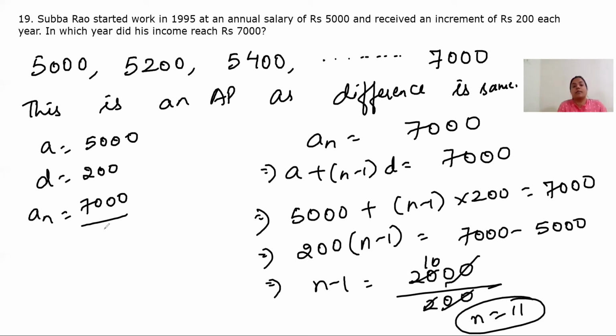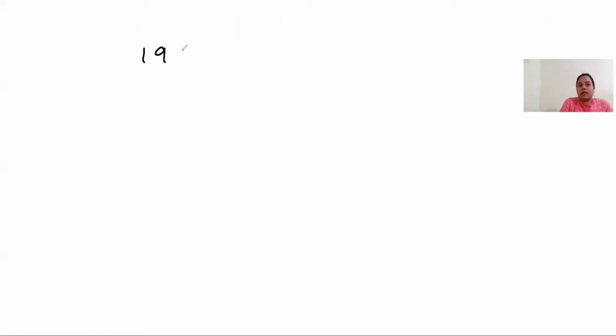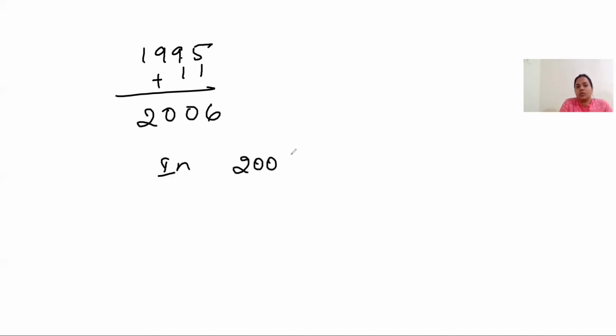Means this is the 11th year. In the 11th year, his salary will be 7,000. And they have asked us in which year. So it started in 1995, I'll do plus 11. 5 plus 1, 6. 9 plus 1, 10. 9 plus 1, 10. And 2,000. So in 2006, his salary will be 7,000.